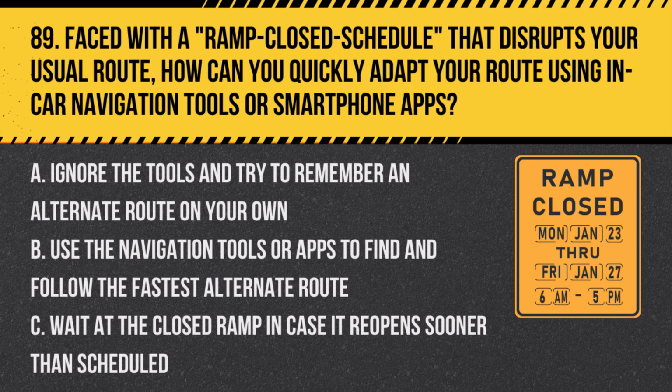Question 89. Faced with a ramp-closed schedule that disrupts your usual route, how can you quickly adapt your route using in-car navigation tools or smartphone apps? A. Ignore the tools and try to remember an alternate route on your own. B. Use the navigation tools or apps to find and follow the fastest alternate route. C. Wait at the closed ramp in case it reopens sooner than scheduled.